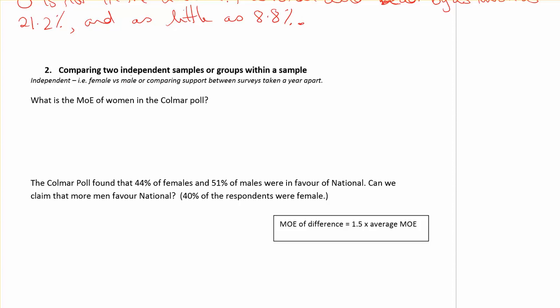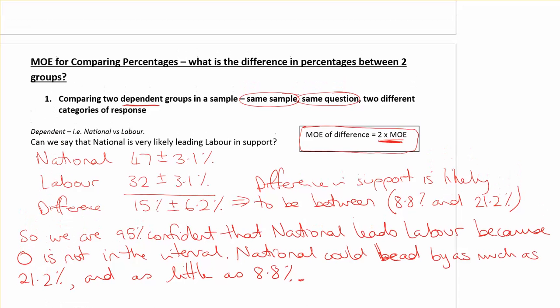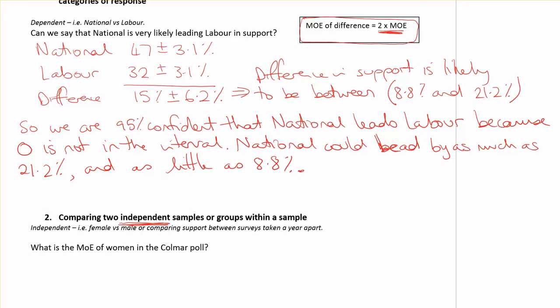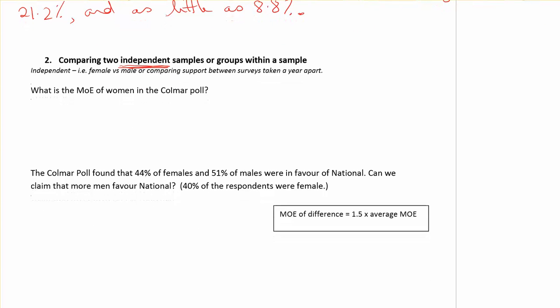Right, now we're asked to compare two independent samples or groups within a sample. So this might be two different samples, one taken in 2015, one in 2016, or it might be two groups within a sample, so what the males prefer and compare that with what the females prefer, two independent groups. Remember, the one above was for the same people with the same question but different response categories. This one could be different samples from different year groups, or it could be two distinct groups taking the sample.